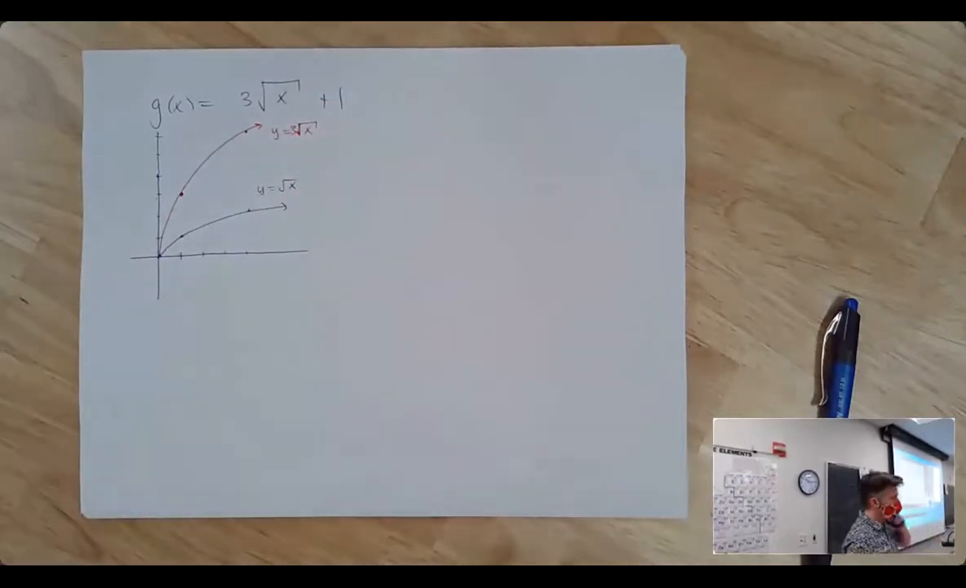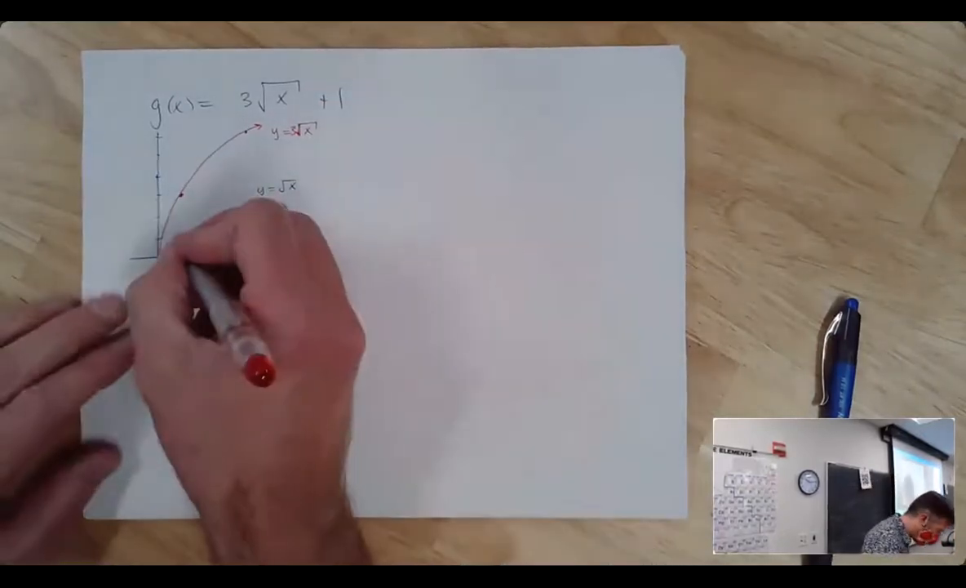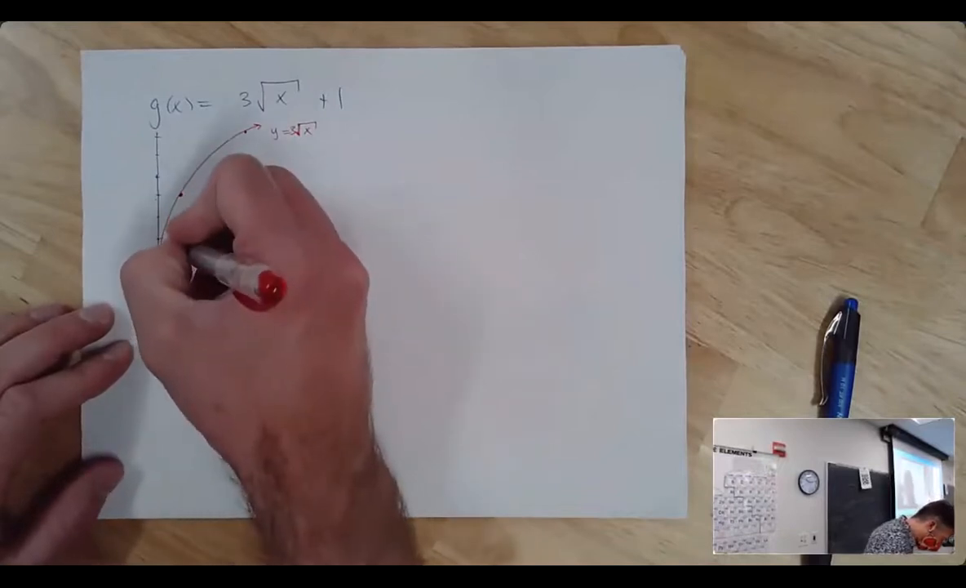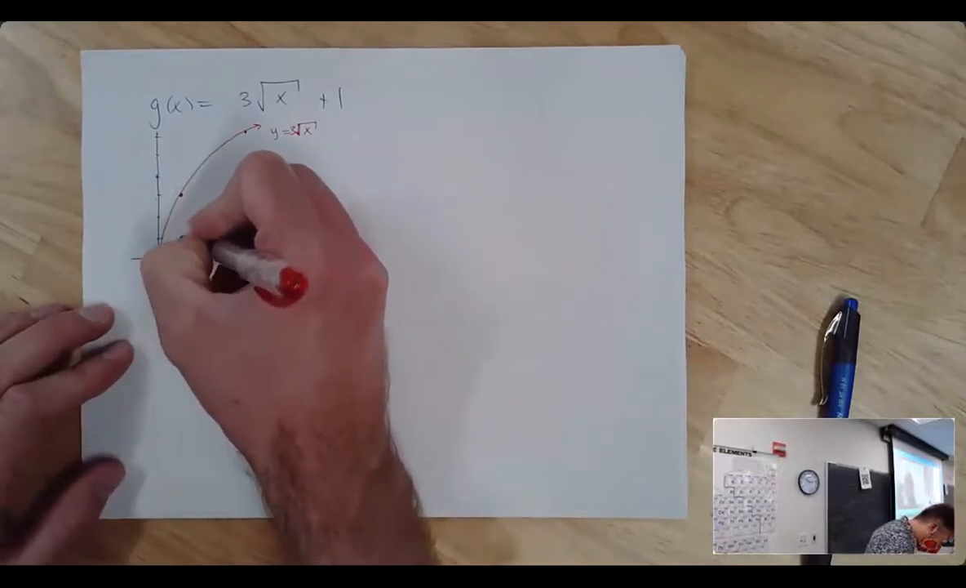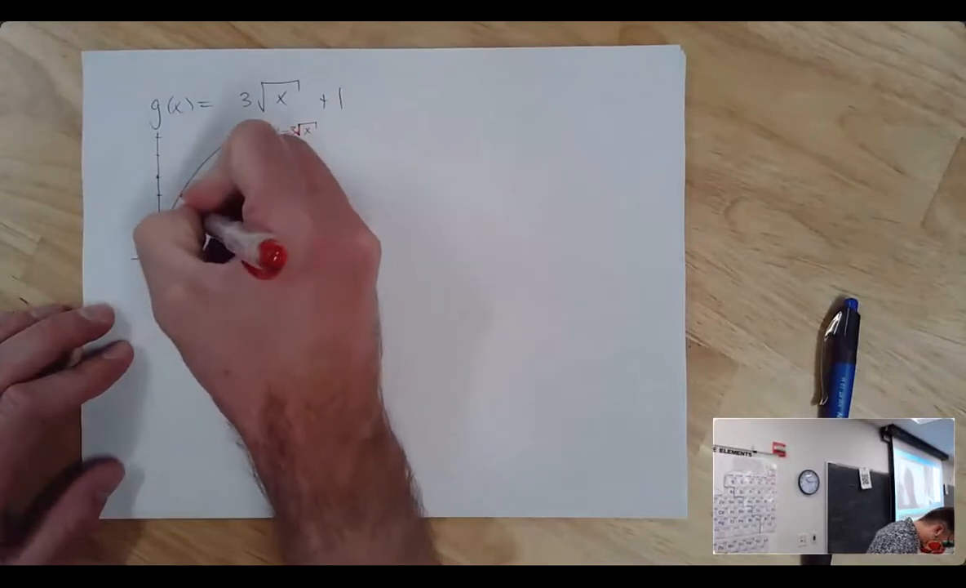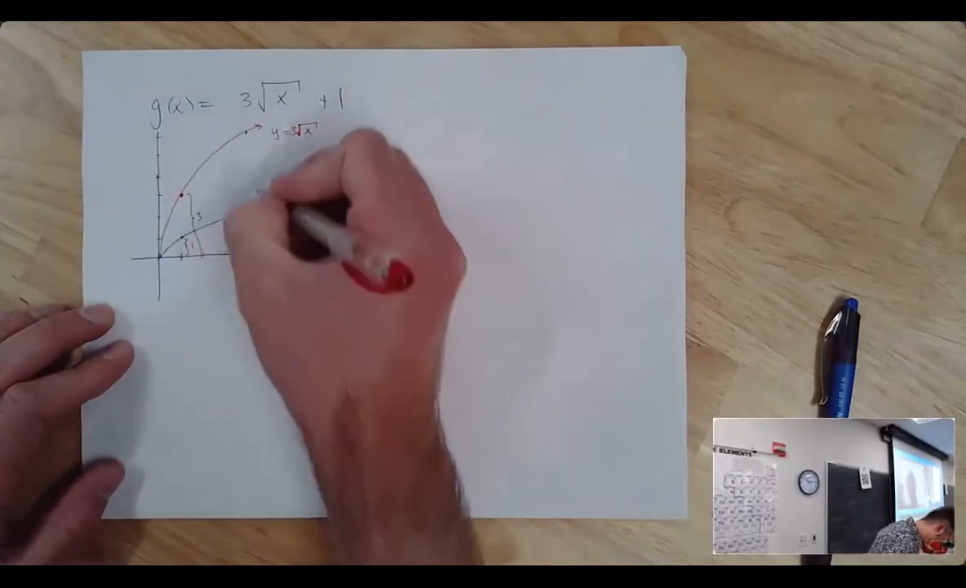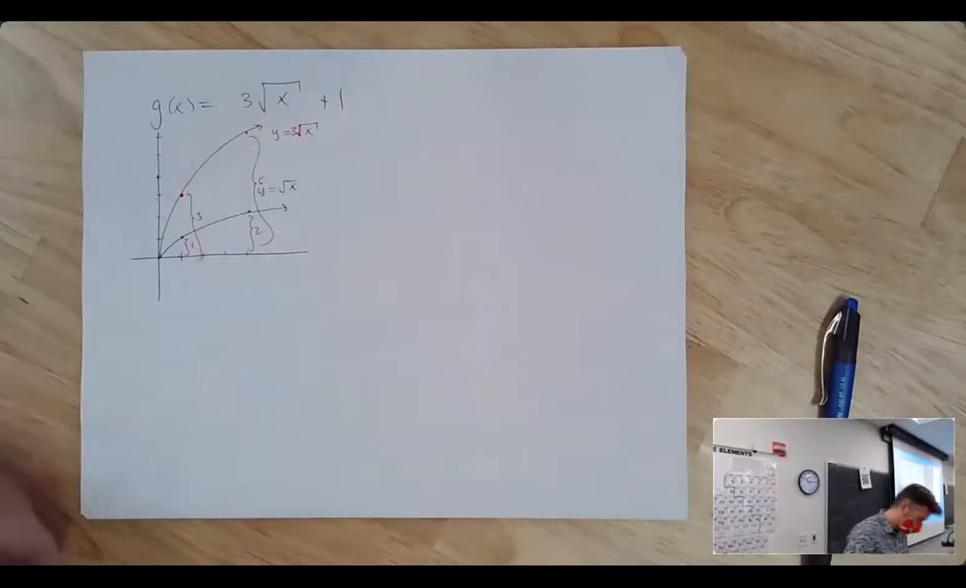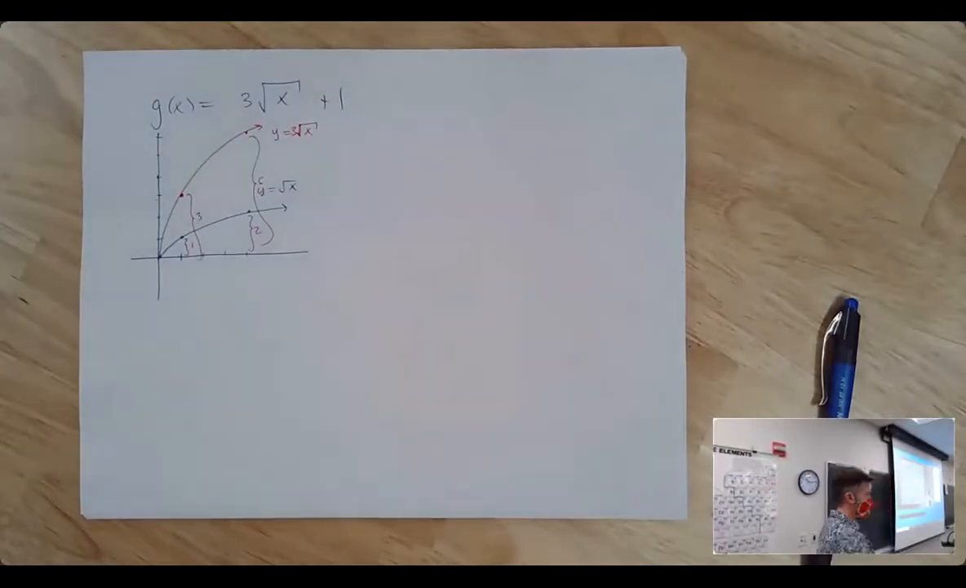So there's y equal to 3 times the square root of x. All of the x values have multiplied by a factor of 3. It's kind of stretched out away from the x-axis. And if you had negative values, they would get stretched out negatively away from the x-axis.